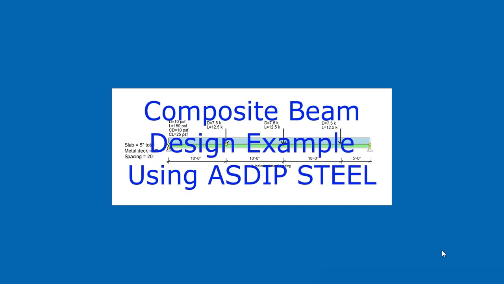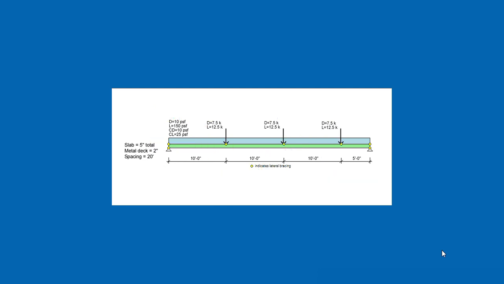ASDIP STEEL includes the design of steel and composite beams according to the AISC provisions, but how do you actually use the program in a real life example? How do you enter the information? How do you specify the loads? How do you optimize your design? How can you make sure that you are getting the lightest or the most efficient section in your design?